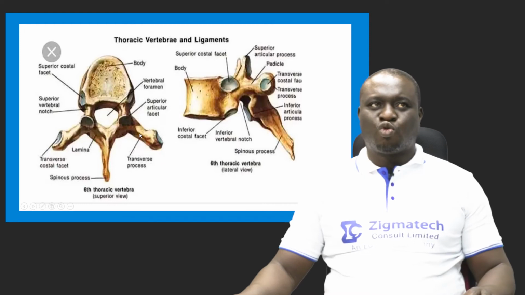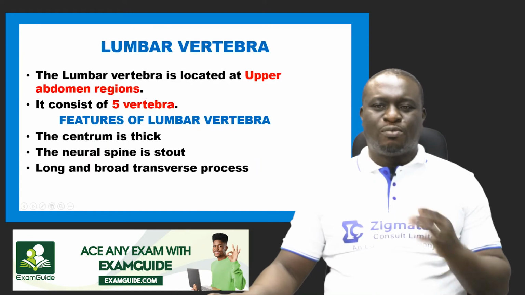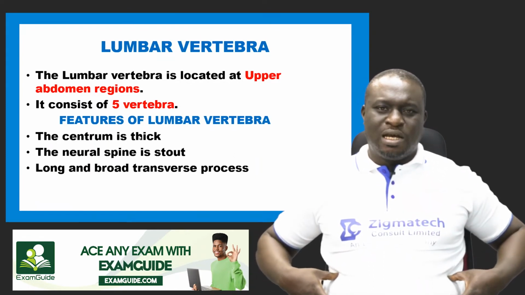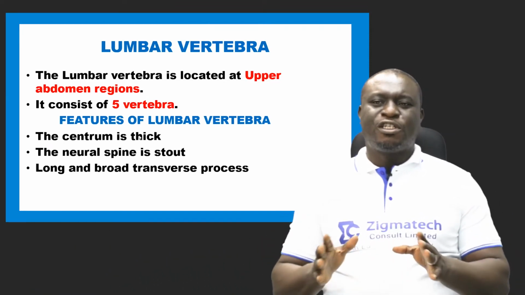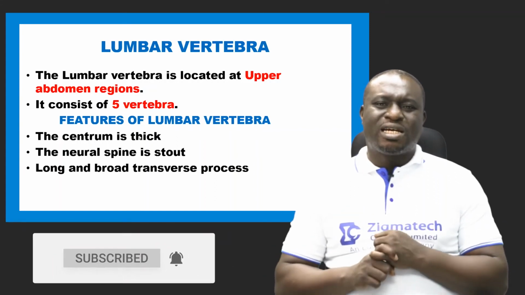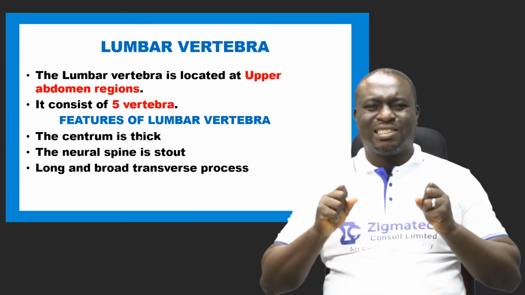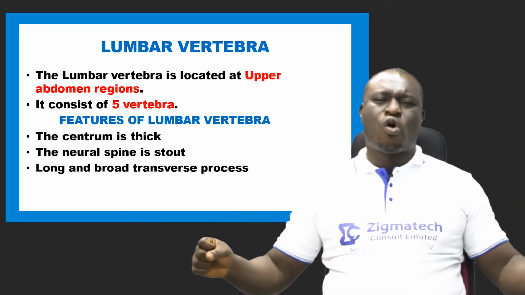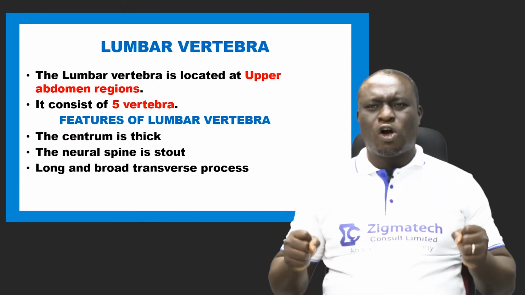Now let's move to the next one, which is the lumbar vertebra. The lumbar vertebra is located at the upper abdomen, close to the waist. Now it consists of 5 vertebrae. The features you can see in a lumbar vertebra are that it has a very thick centrum, and the neural spine is projected upwards. It is stout. And then we also have a long and broad transverse process.